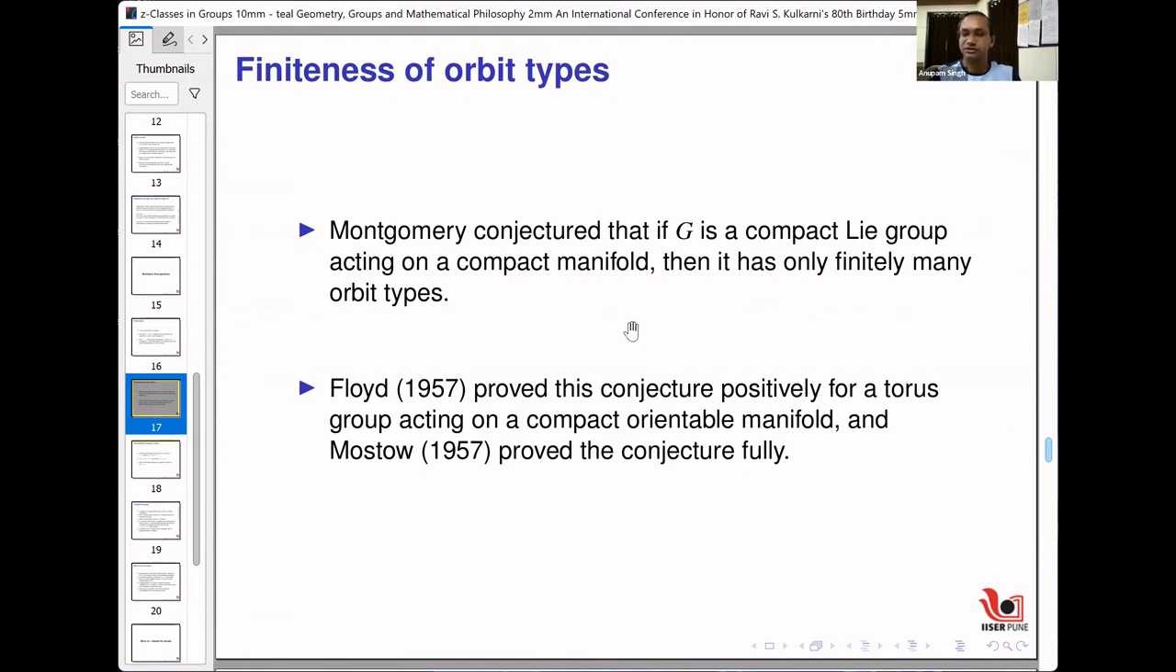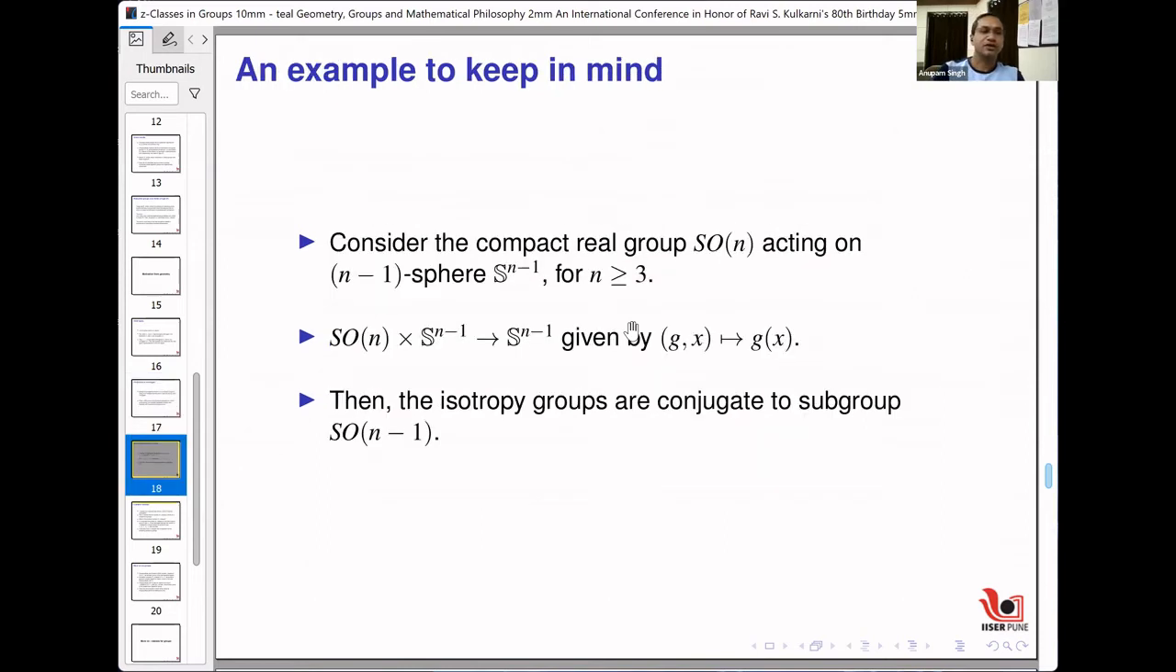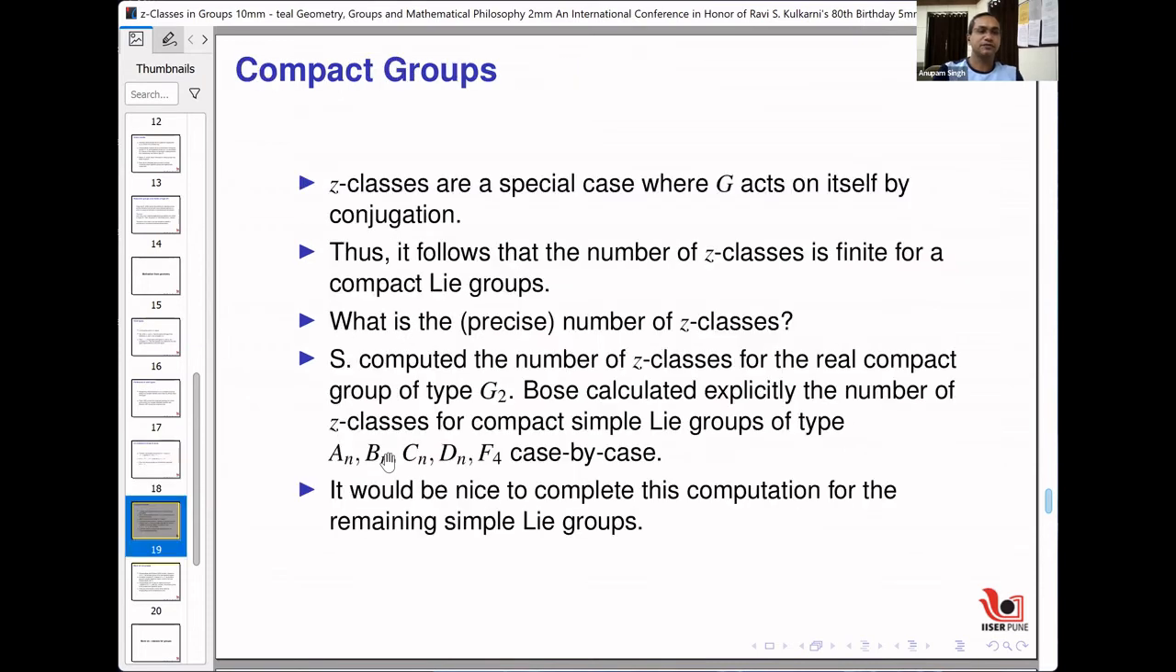Does anyone have any questions? Okay, an example to keep in mind here is the group SO(n) acting on the sphere S^(n-1), where the action is defined by (g, x) going to g(x). You can see that the isotropy groups are conjugate to the subgroup SO(n-1). This is a classic example to keep in mind for the situation.